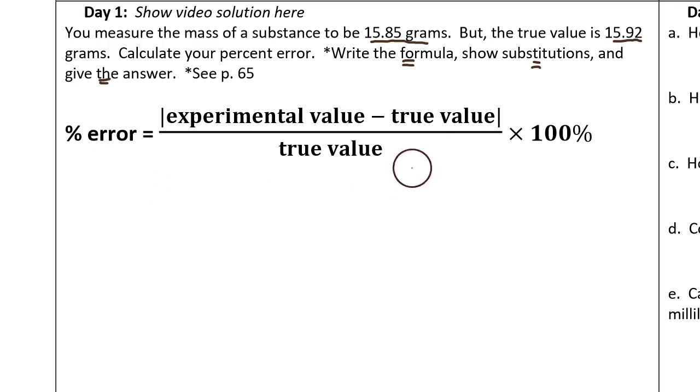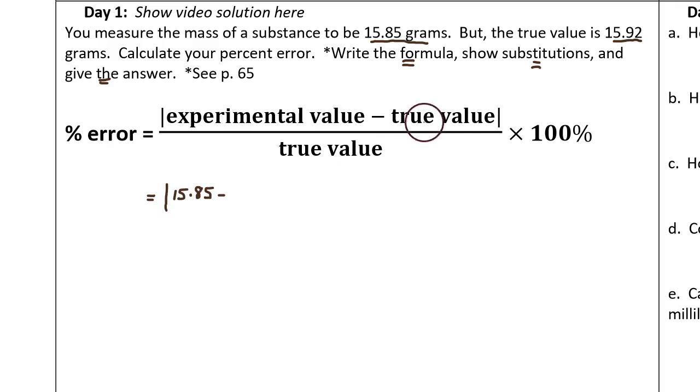So here is the formula. Please start by putting that in the bottom box. Now we're going to make substitutions into that formula. So in the numerator, inside the absolute value bars, in place of experimental value, fill in what we are told that we measured, 15.85.